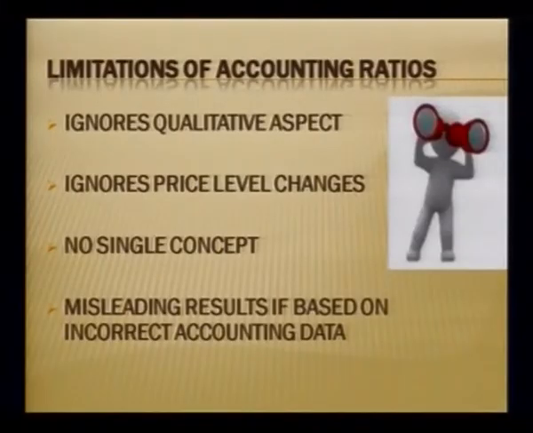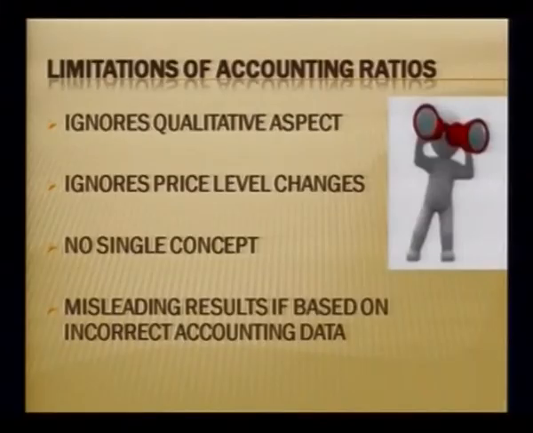The very important limitation which this ratio analysis gives us is that it ignores the qualitative aspect. These ratios are computed on quantitative information. So they are in terms of numerical relationships. They do not give us the qualitative aspects which the business might have. So, the first limitation which ratio analysis has is that it ignores the qualitative aspects.